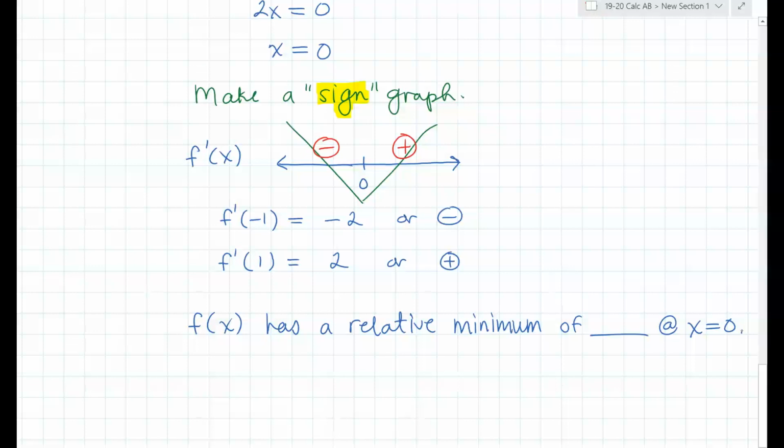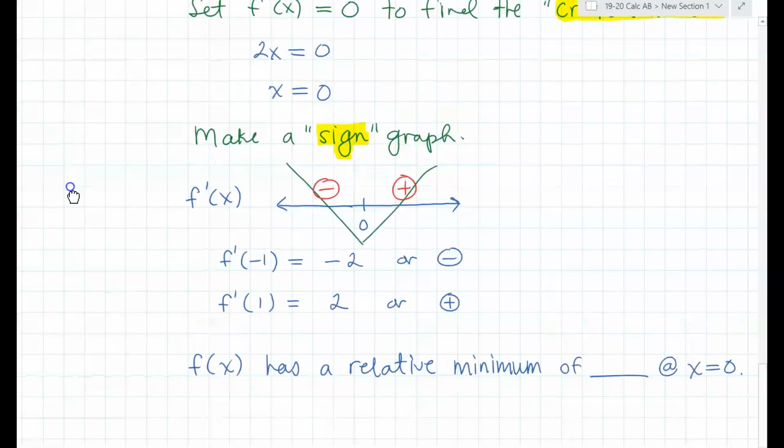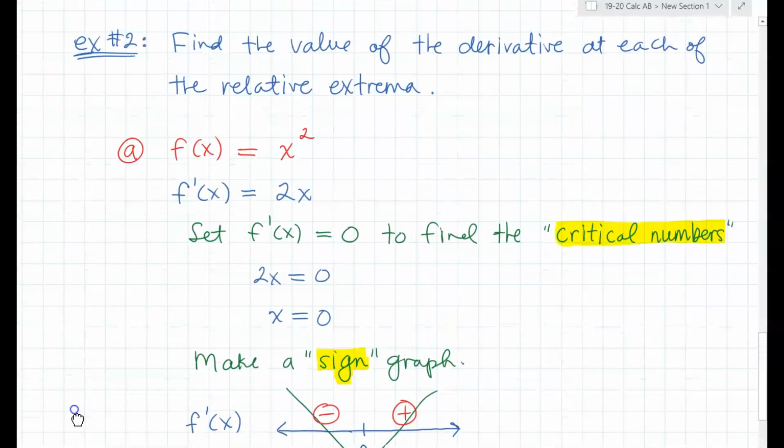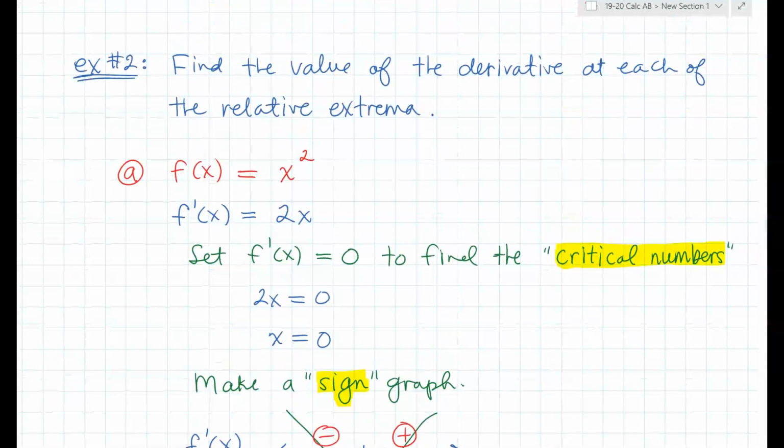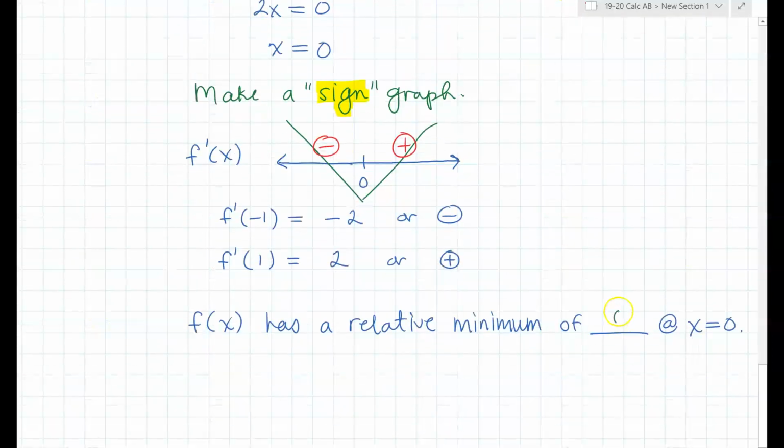Okay? The reason why I left a blank is because I have to tell them what is the minimum of the function f of x at 0. So in other words, if you plug in 0 into f of x, what do you get? If I plug in 0 into my f of x function, what do I get? 0. So I'm just going to write 0.